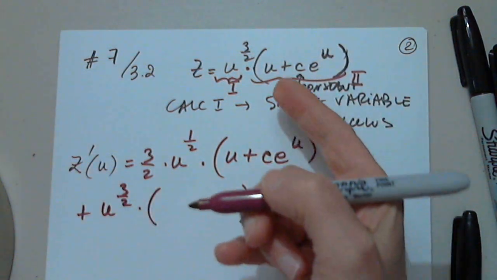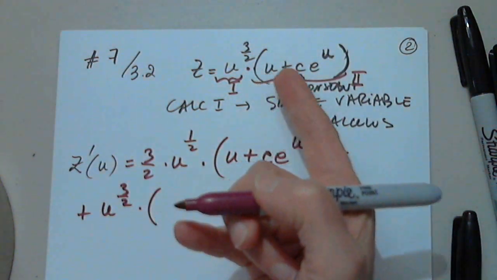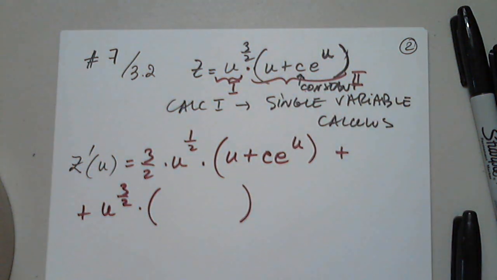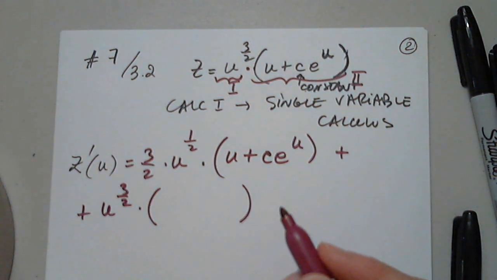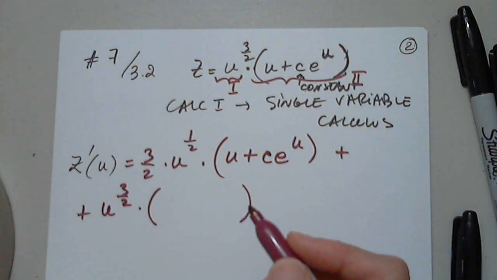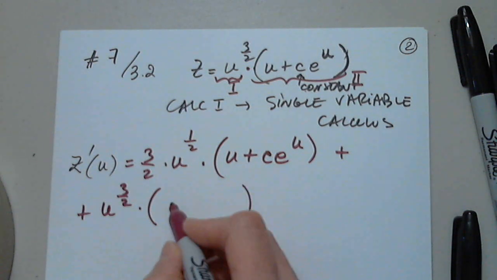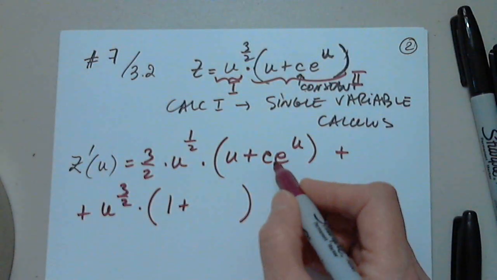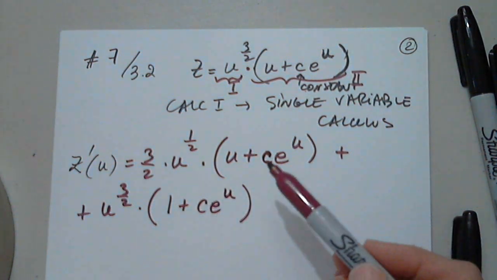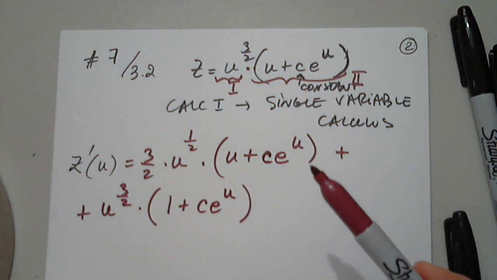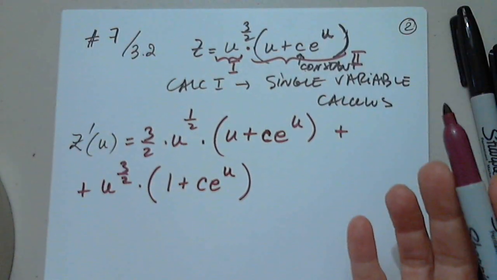Can anyone tell us what to write in parentheses when we differentiate these two pieces? Anyone? The U differentiates to 1. Exactly. Plus? I think it's the same. C. Yes, indeed. Because C e to the U prime is C e to the U. Now, I don't know how they wanted the answer.